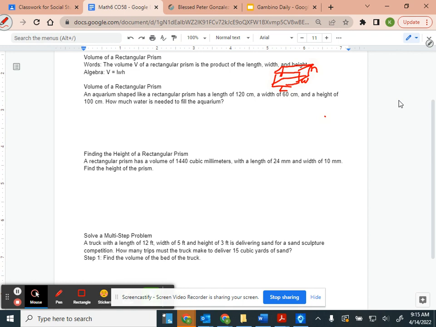So an aquarium shaped like a rectangular prism has a length of 120 centimeters, a width of 60 centimeters, and a height of 100 centimeters. How much water is needed to fill the aquarium? So what math am I going to do? Who can tell me the equation I would write out? Will W.